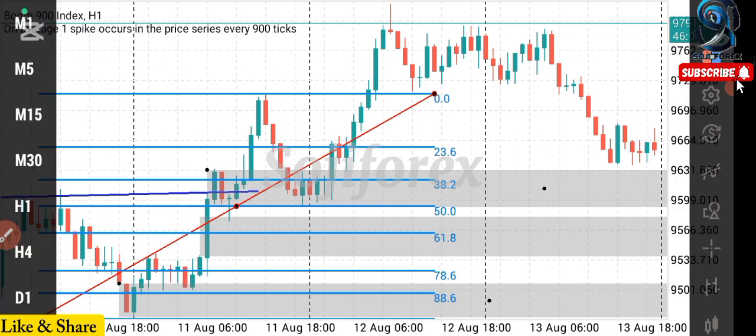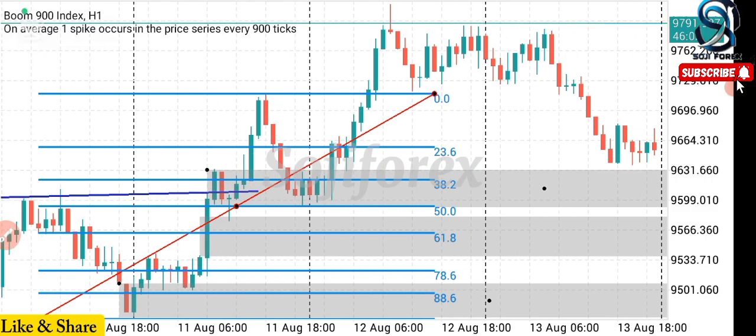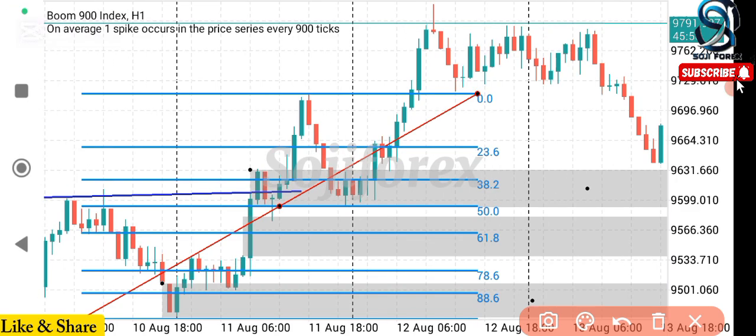Now what is the next thing? We are now waiting for what? For price to do what? To pull back. So our point of interest now, we have 23.6. So if this price pulls back to 23.6 and chooses to reverse, we cannot trade it, because that is not a discount zone for us to buy.